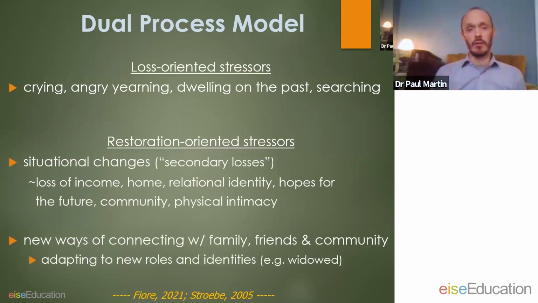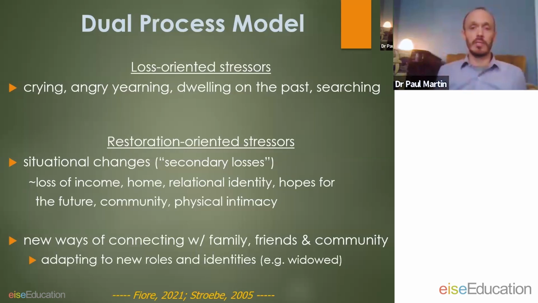the dual process model argues that there is a completely different type of stress referred to as restoration-oriented stresses or stressors. They are situational changes that ensue as a result of the loss, stresses that need to be dealt with just as much as the stress of mourning the loss of somebody who is no longer here. So take, for instance, a widowed woman who is mourning the loss of her husband.